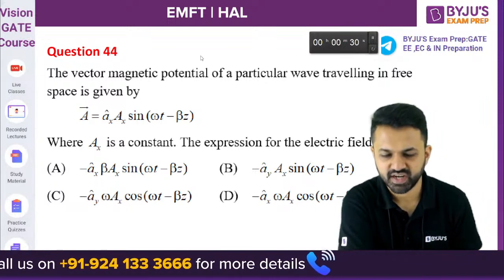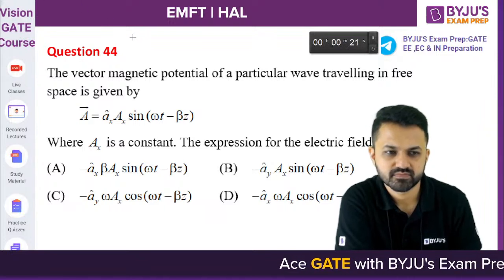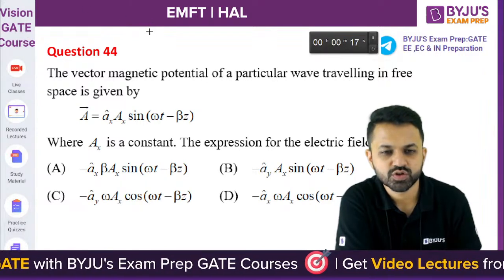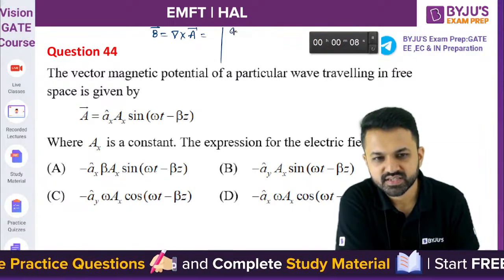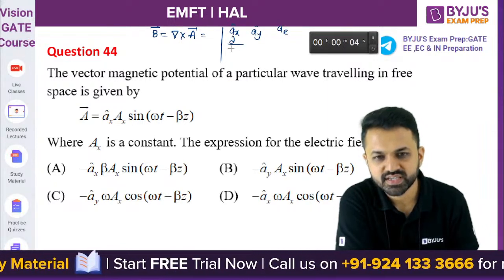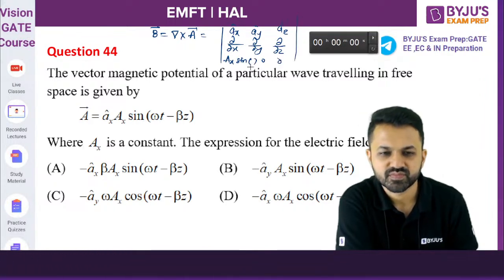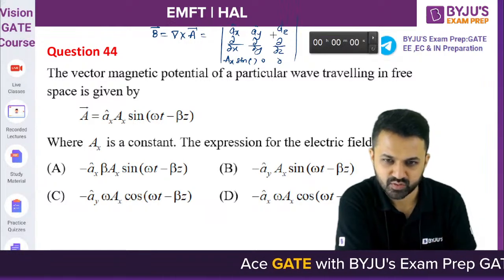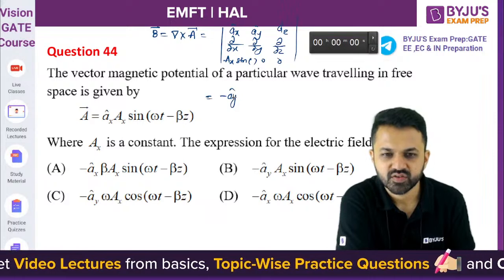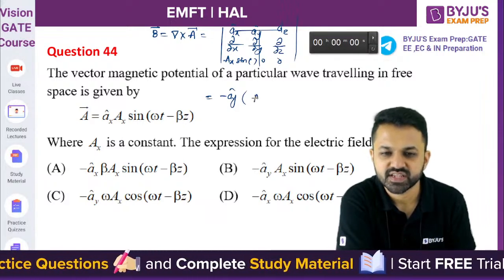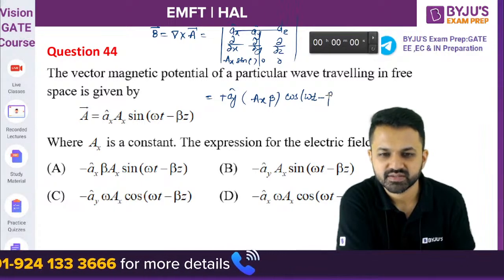What is the relation between the electric field, magnetic field, and the magnetic vector potential? You should know that the magnetic flux density B is equal to the curl of the magnetic vector potential. So if you calculate the curl, with del upon del x, del upon del y, and del upon del z, here you have the value A x as a sine term, and other values are 0. So when you calculate it, you will only get a term in y, that is minus a y del upon del z. When you differentiate it with respect to z, it is A x into beta and then cos of omega t minus beta z. This is your B.